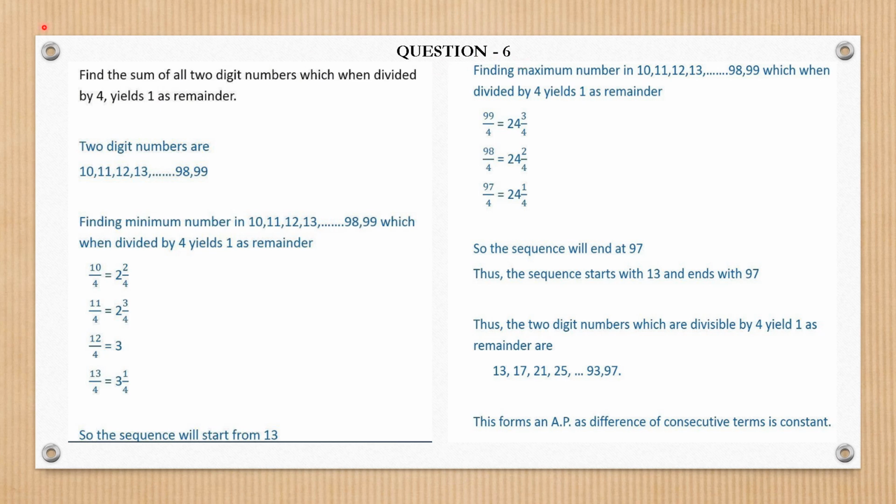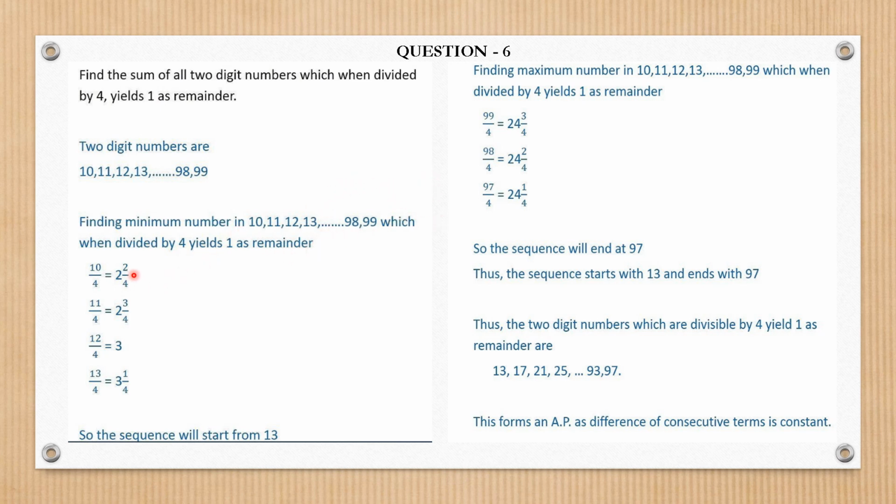Question number 6. Find the sum of all two-digit numbers which when divided by 4 yield 1 as remainder. Okay, let us start. Two-digit numbers are from 10 to 99. Let us first find out which numbers are divisible by 4. 10 is not divisible, 11 is not divisible, 12 is divisible by 4. After every gap of 4, the next number will be 16, the next will be 20. It will be like this.